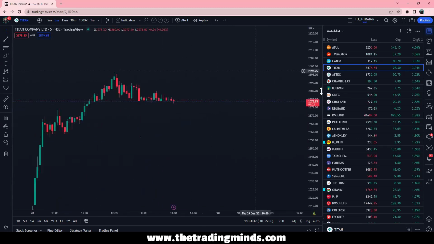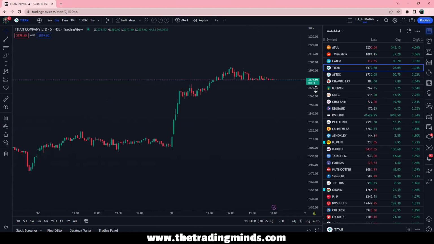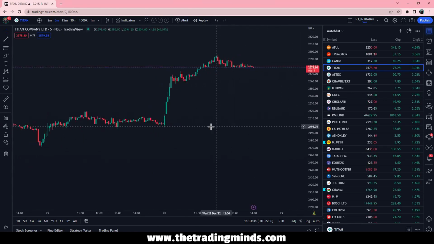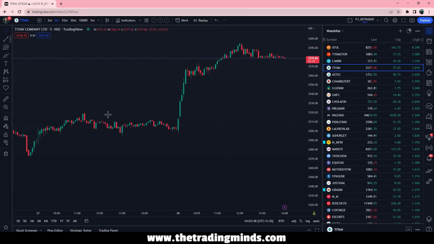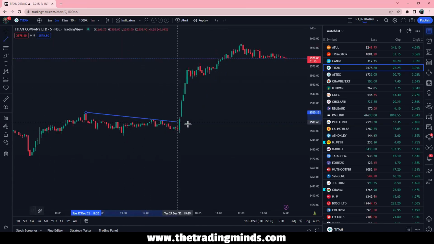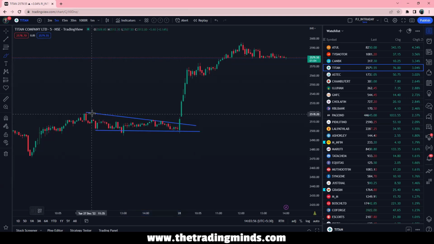So I'm opening a chart of Titan for you here. Based on any methodology which you are following, a simple support and resistance like this. There's a resistance formed like this, and there's a supporting area here. See, at least 3 times resistance is faced at this line. So this is called a resistance line. And 3 times support is taken here. Support 1, support 2, support 3, support 4.